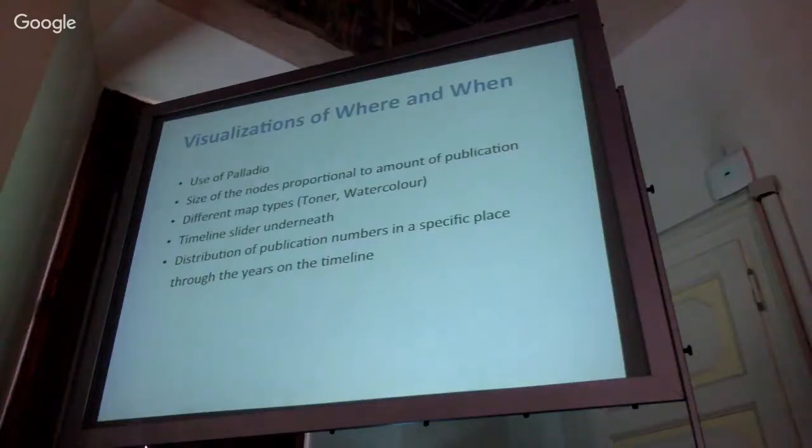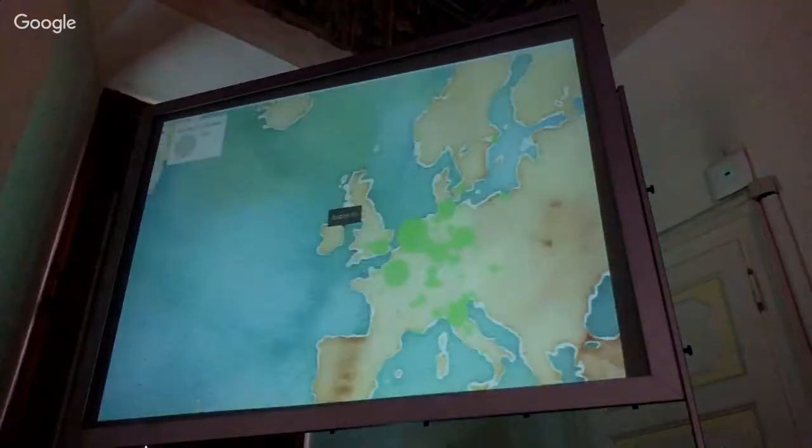I didn't take any merit for that, but a timeline slider underneath, and a distribution of publication numbers in a specific place through the years and the time. You're going to see it afterwards. So this is not so significant, but a very nice map. I really like this layer, it's called watercolors, and I thought it was very nice to present, to show what it is. You've got here the different points, you could touch on Dublin, and you saw that one book was published in Dublin.